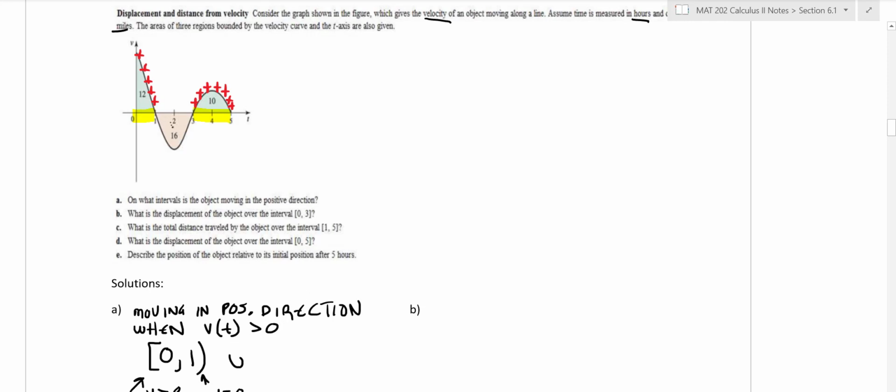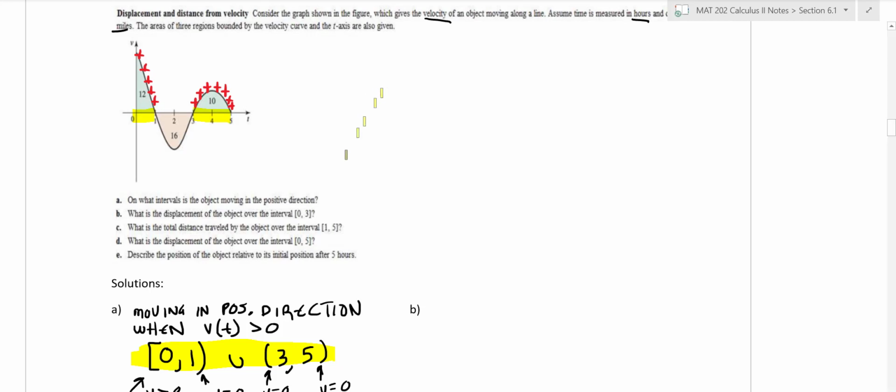Then the next interval would be 3 to 5. So what do you think? Should we include the 3 and the 5 or exclude it? We exclude it. Okay, again, because the velocity is 0 at 3 and the velocity is 0 at 5. So the answer to that problem, you got to be careful about whether you include or exclude the endpoints. That's when we're moving in the positive direction.